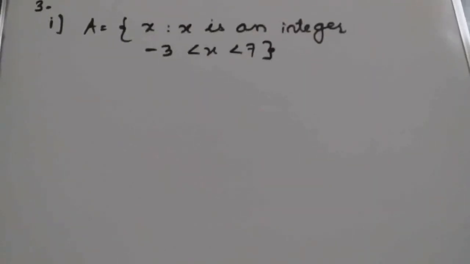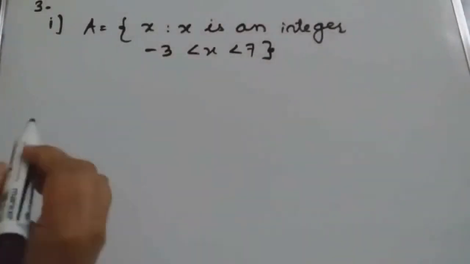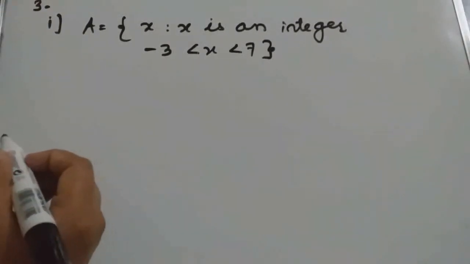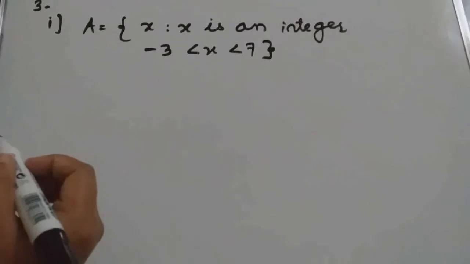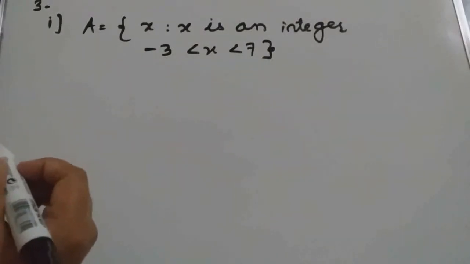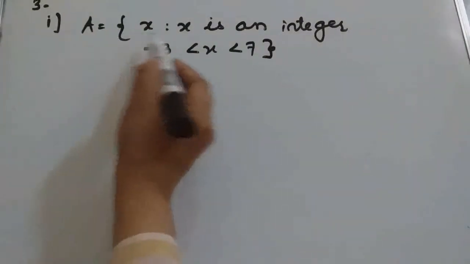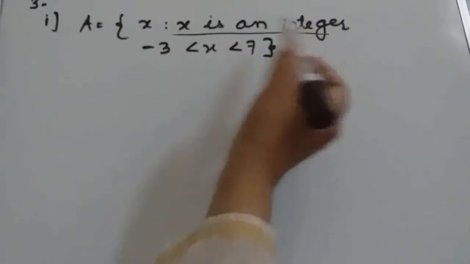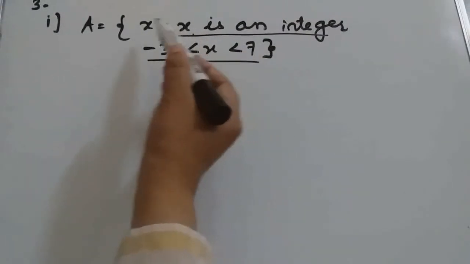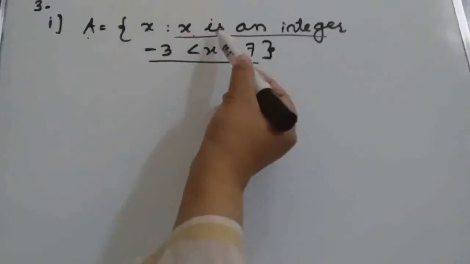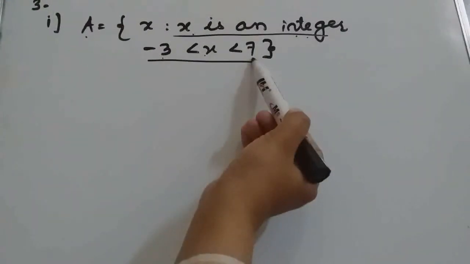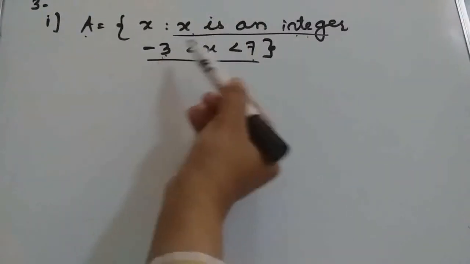In question 3, the question is to write the following sets in roster form. Now we know roster form is writing a set in listed form, isn't it? And in that form, elements will be separated by commas. Here this set is given in set builder form, because the property is given that all the elements which belong to set A are integers and they lie between -3 and 7. They are greater than -3 and less than 7.